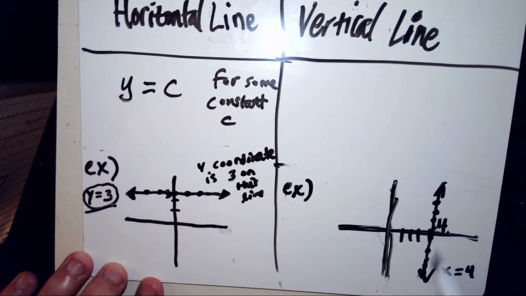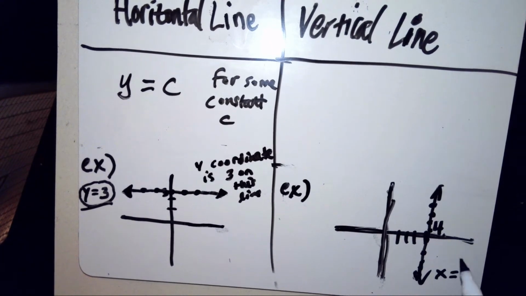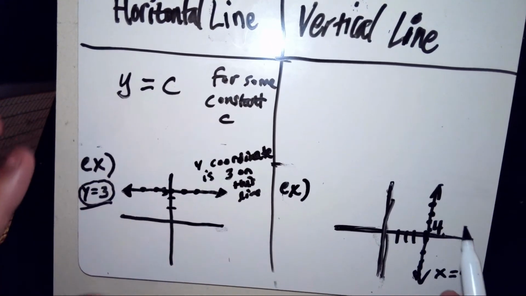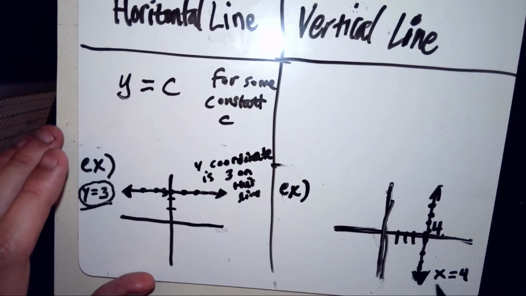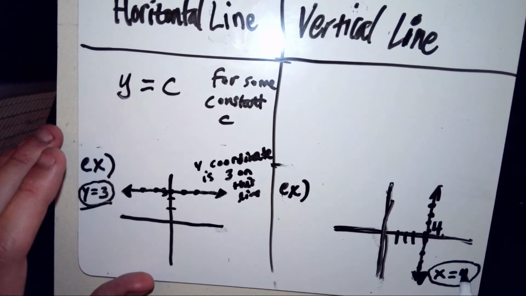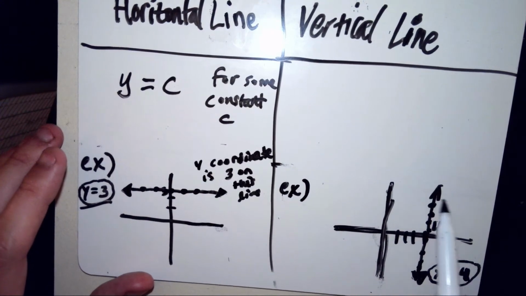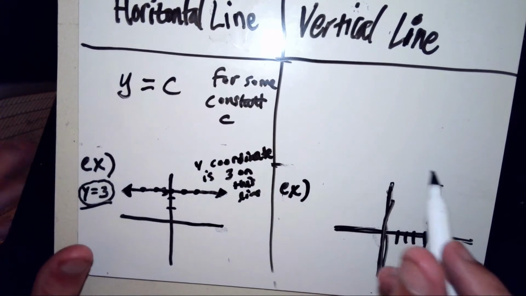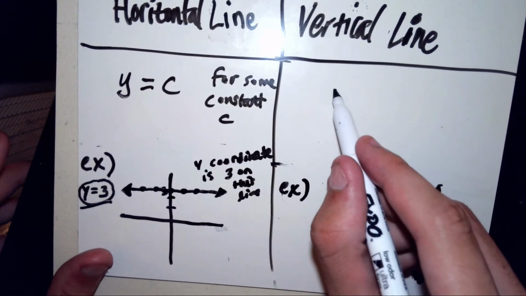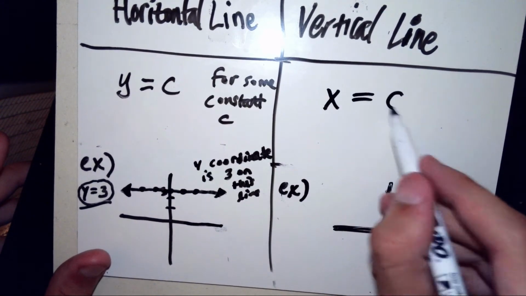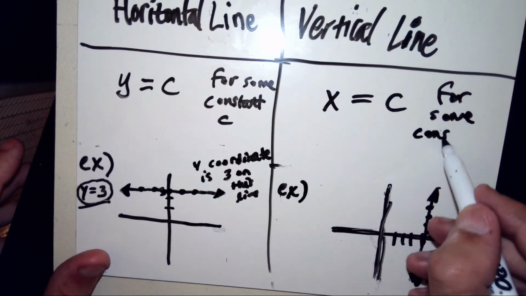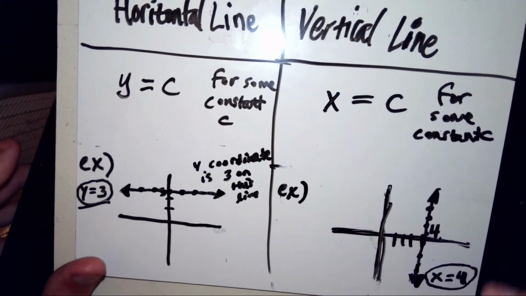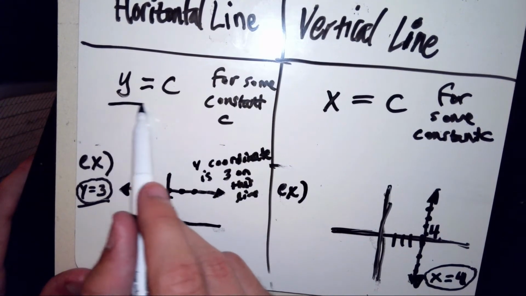Because no matter what y is, x is always 4. So since x is always 4 independent of y, that's why our equation doesn't even have a y in it, right? It's just saying x is always 4. So that gives us this vertical line. So in general, a vertical line will be of the form x equals, I'll use c again, for some constant c. So this is the form of a horizontal line.